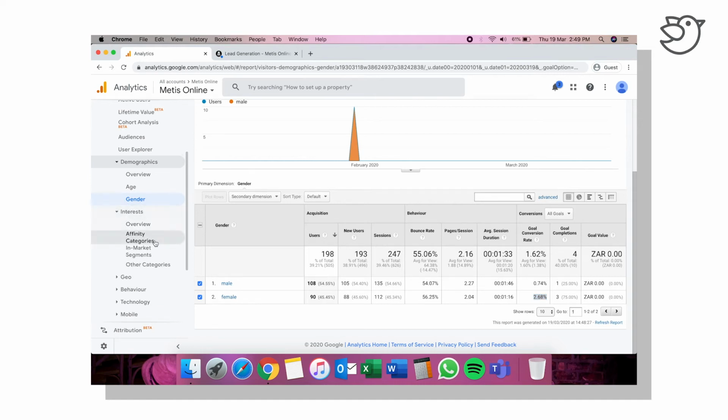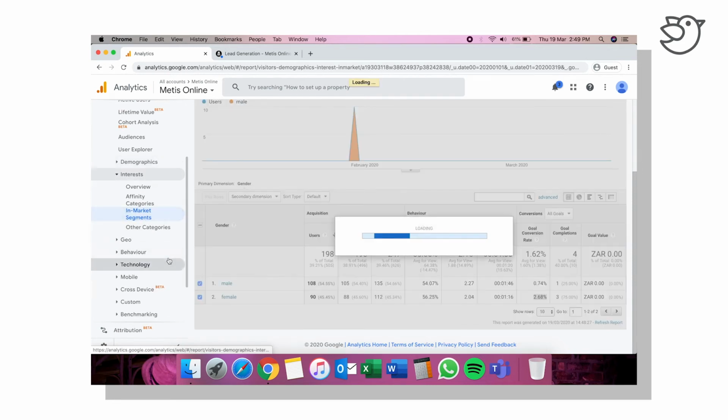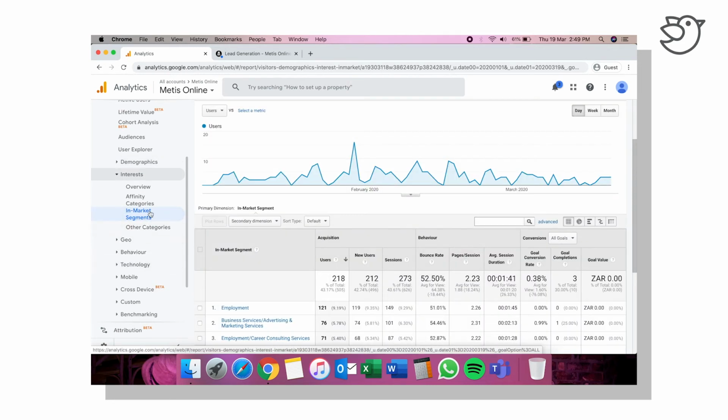The interests just tell you a little bit more about your audience in regards to what other types of sites they've been going to. And the one that I like the most is the one called in-market segments, because these are people that aren't just showing a particular interest, but they're actually showing that they're in buying mode. So they're doing inquiries into different types of products or services.